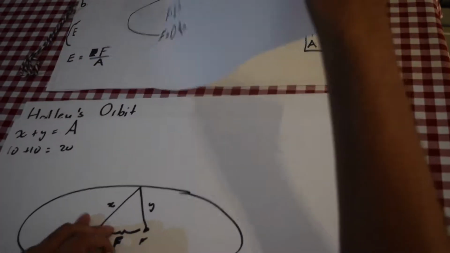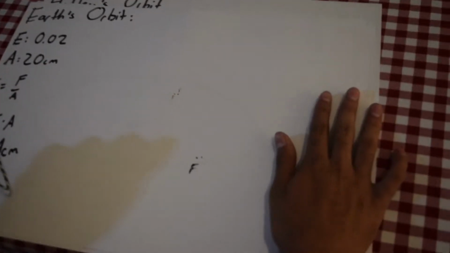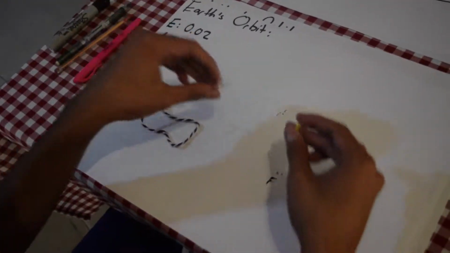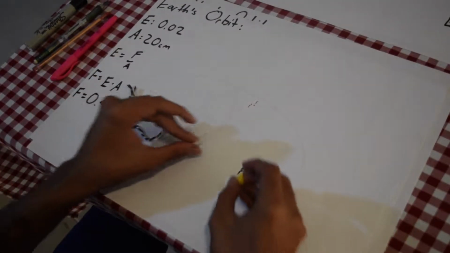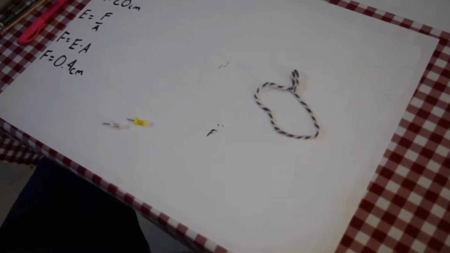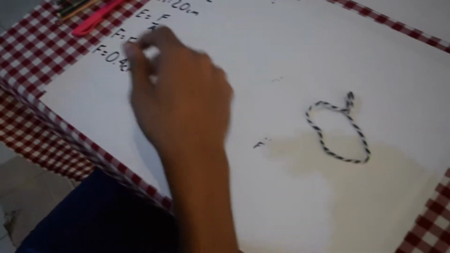Right, so here we go. Alright, so we're going to use 2 push pins at the foci along with our string that we found. So what we're going to do, we're going to grab a piece of cardboard to plug the push pins in.